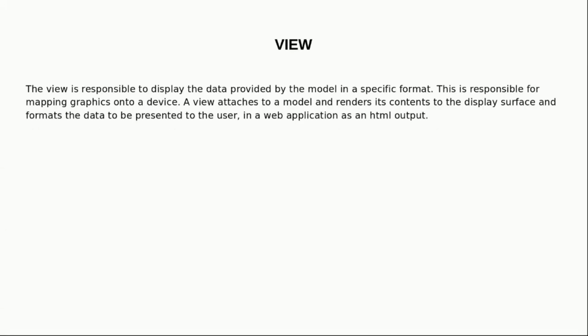The next thing is the view. Like I mentioned before, the view is responsible for displaying the data provided by your model. Okay, so since the model is now the bridge between your database and your view, when you request data from the backend, from the database, your model takes care of connecting to the database and getting this data and then passing it, right? So this is responsible for mapping the graphics onto a device.